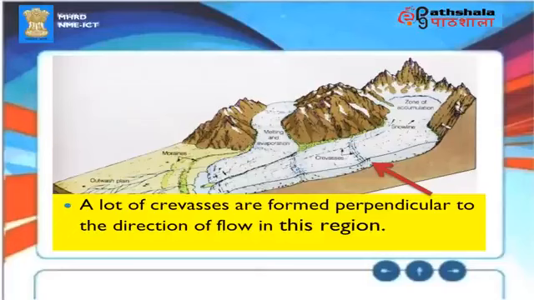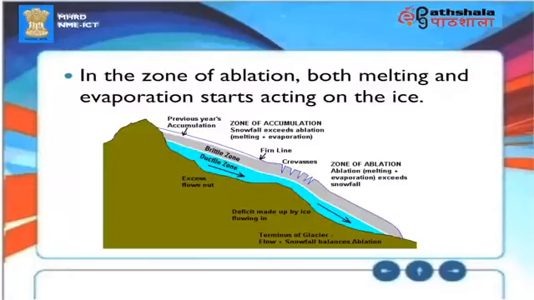A lot of crevices are formed perpendicular to the direction of flow in this region. In the zone of ablation, both melting and evaporation start acting on the ice.